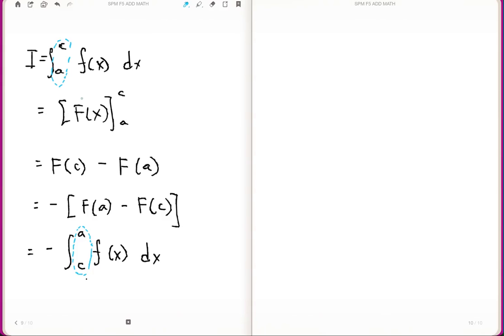There are questions in SPM. What happened? They ask a simple 2 marks question. If you switch the limit, what happened? All you need to do is you get a negative value.